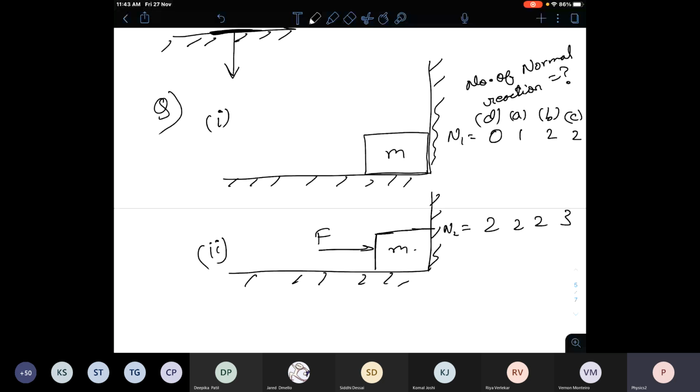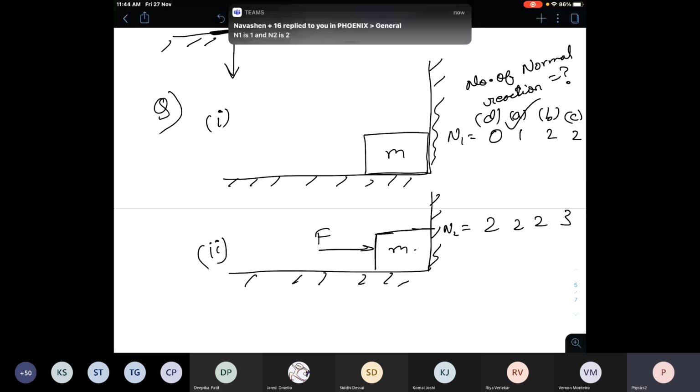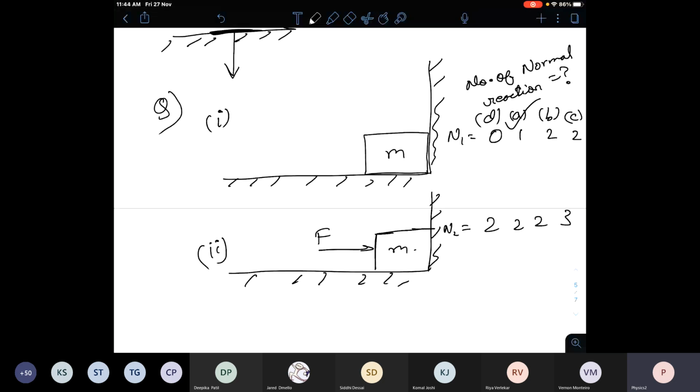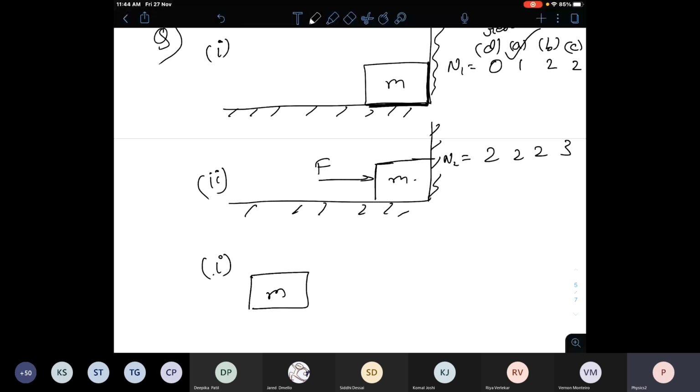Now see, the answer for this is 1 and 2. Yes. And now why 1 and 2? Try to understand. In the first case, if you draw the mass M, you can see that it is in contact with both the surfaces. I am not denying that it is in contact. Don't go by the diagram. It is in contact with both the surfaces in both the cases, vertical also, horizontal also.